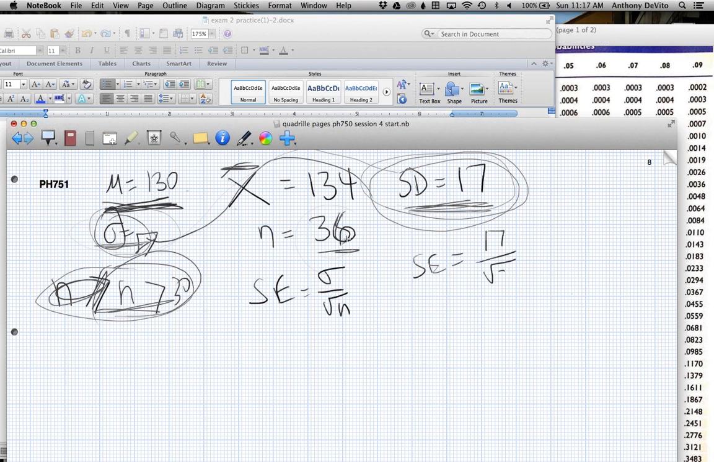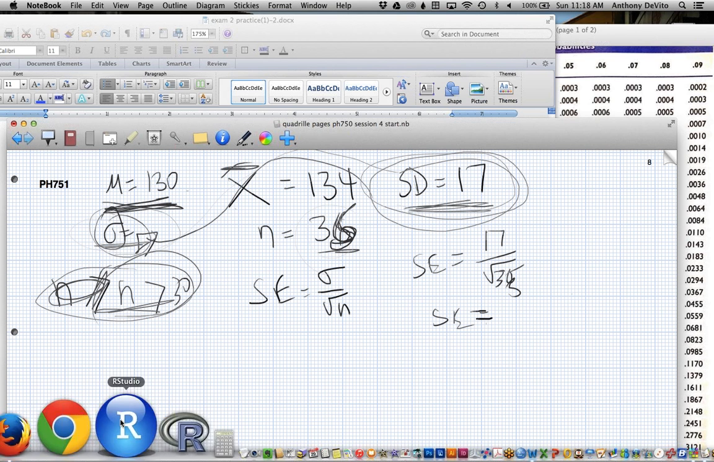I'm going to change this to 36. Okay, standard error is equal to 7. I'm going to leave it 35. Let's do it the hard way. I'm taking too many shortcuts here. Okay, so let's calculate that.